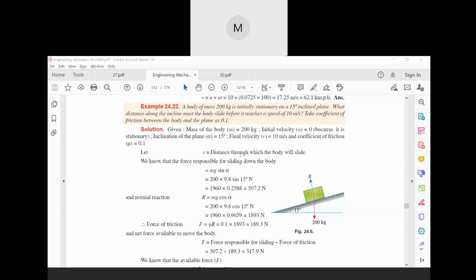Now you have to find what distance along the inclined plane the body must slide before it reaches a speed of 10 meters per second. We have to find basically the distance. Now you have to take the coefficient of friction between the body and the plane as 0.1. So let us give you a brief overview.